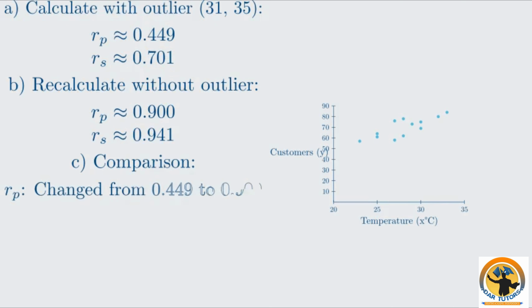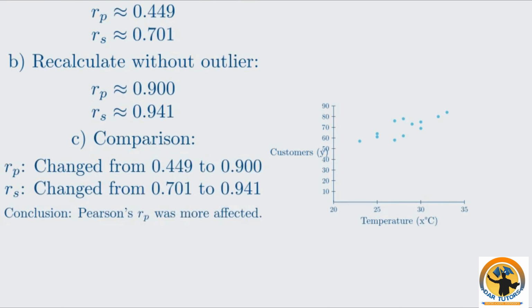Comparing these results, it's clear that Pearson's rP was much more affected by the presence of the outlier. This is a crucial takeaway. Because rP uses the raw data values in its calculation, it is highly sensitive to outliers. Spearman's rS, on the other hand, is calculated from the ranks, making it more robust and less susceptible to the distorting influence of extreme data points. Therefore, when you suspect outliers are present, Spearman's coefficient can provide a more reliable measure of the overall trend in the data.